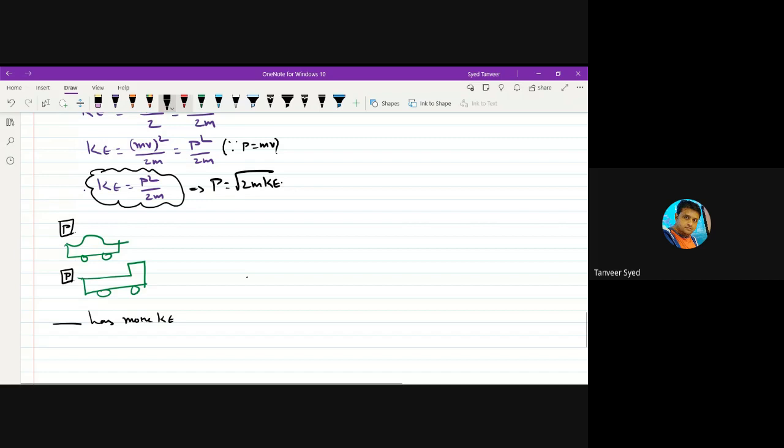Hmm. In K equal to P square by 2m, P is constant here. P is the same for both. That means K is proportional to 1 by m. Lesser the mass, greater the kinetic energy. Mass of car is less than mass of truck, so car has more kinetic energy if momentum is the same.